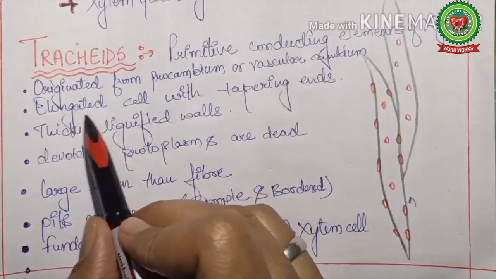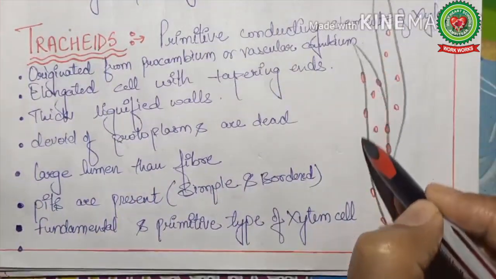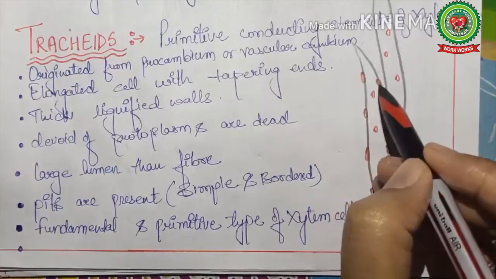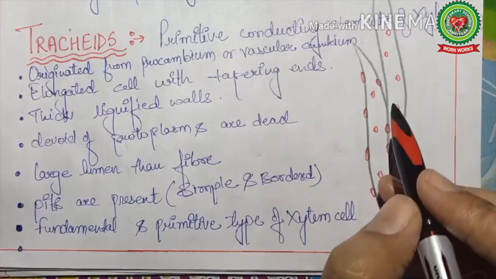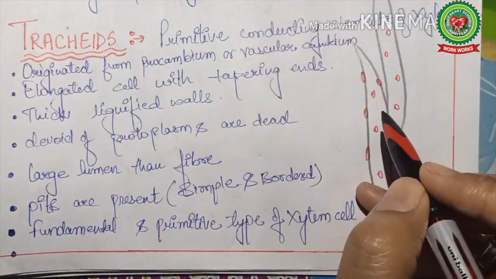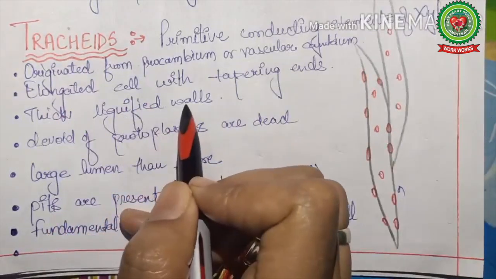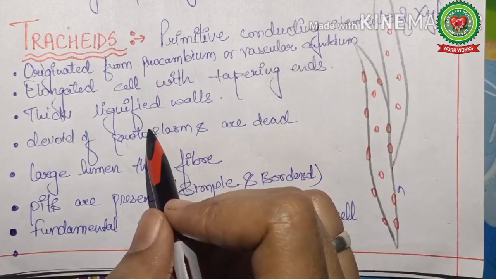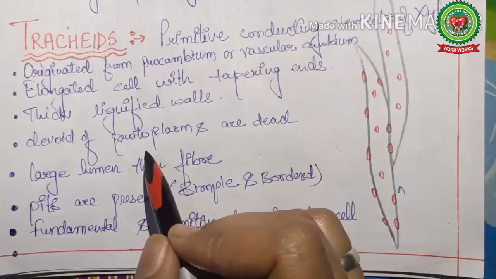Tracheids are elongated cells with tapering ends. You can see here, these are elongated cells and they have tapering ends. You can see small structures present here. These represent pits. We have already discussed what pits are. Pits are the pores which are present on the lignified tissue. Now they have a thick lignified wall. As the wall is thick and lignified, its interaction with the neighborhood cells will stop. Plasmodesmata will be destroyed, so tracheids will die.